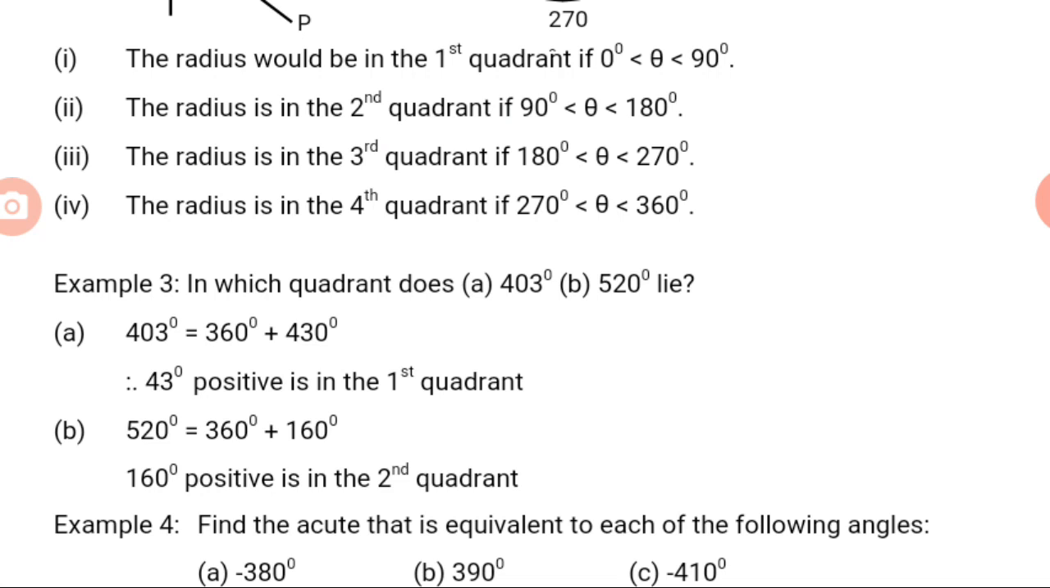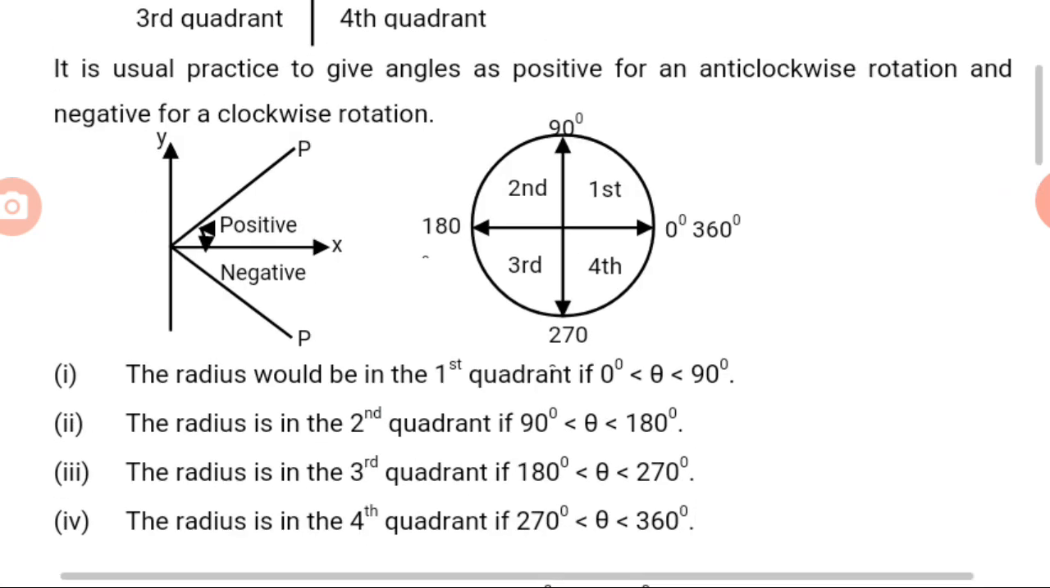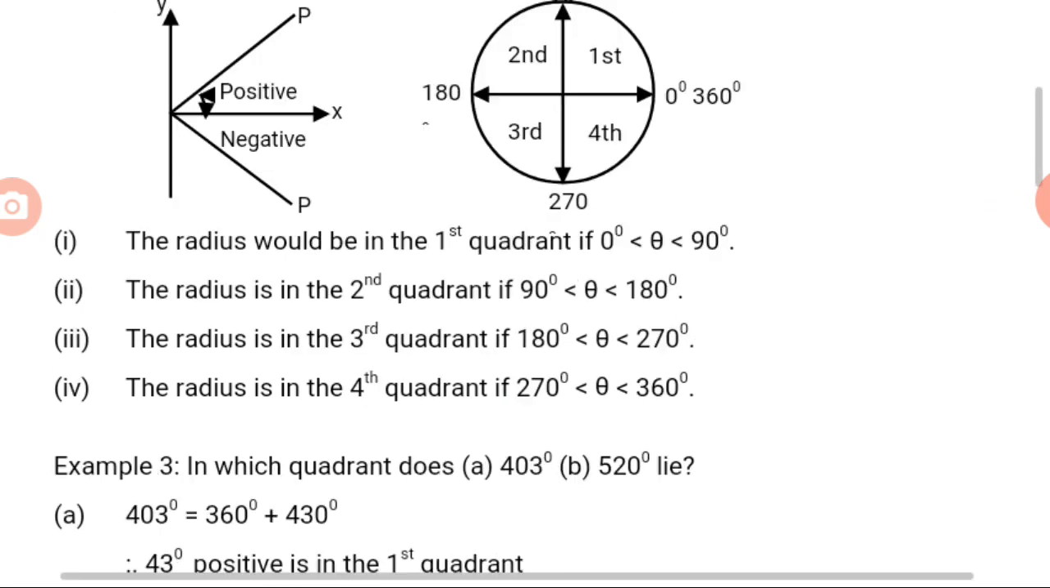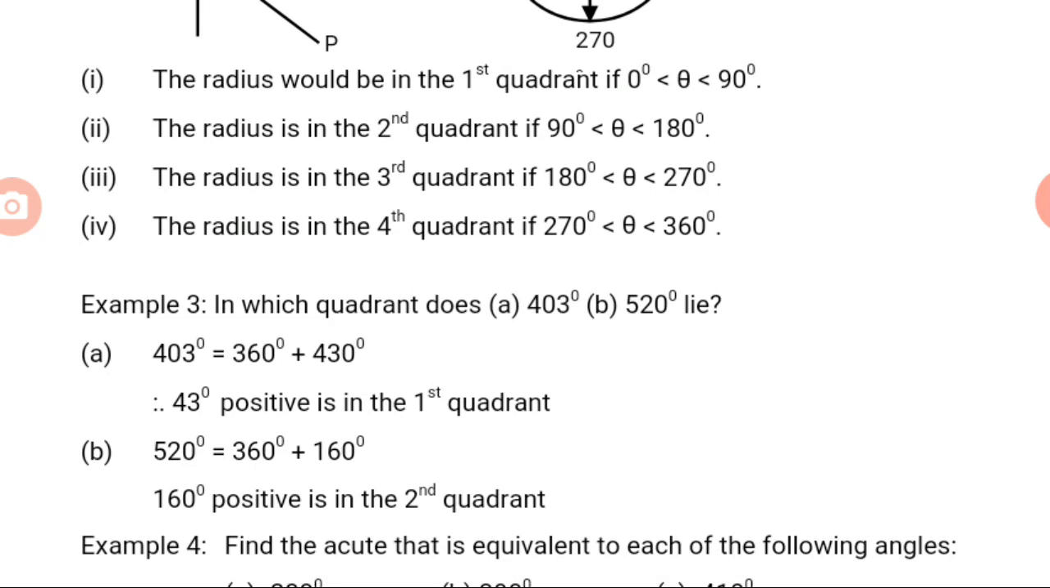So the angle 403 degrees will be in what? In the first quadrant. If it rotates from 0 to 90, from 90 to 180, from 180 to 270, from 270 to 360, and from 360 you add 43, it will still give you 403. So it means that it lies in the first quadrant. Are we together?